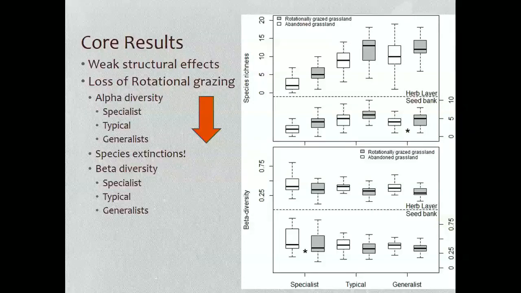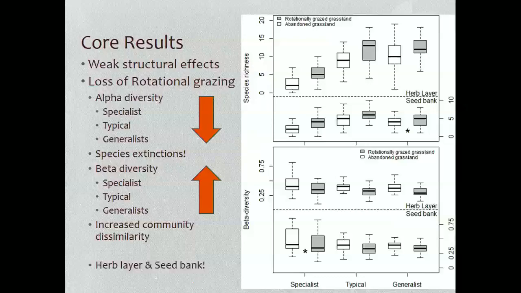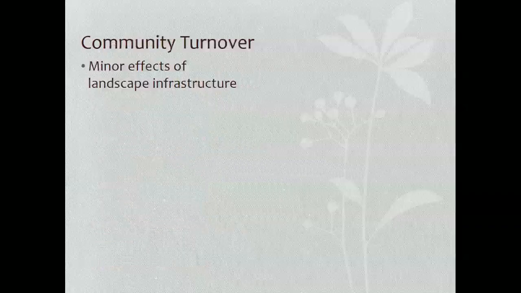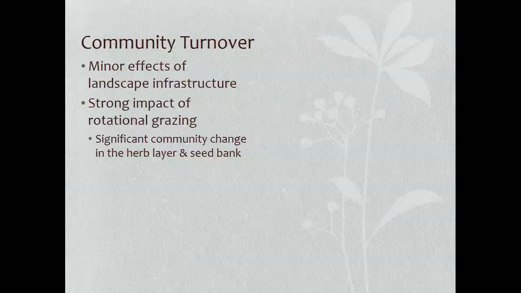For beta diversity, we have exactly the opposite pattern, where beta diversity increases. So there's an increased community dissimilarity because species are randomly or non-randomly disappearing from your system on the abandoned grasslands. And this was true for both the above ground and the below ground communities. If we then looked at community turnover, again, we saw very limited effects of the structural connectivity in the landscape.